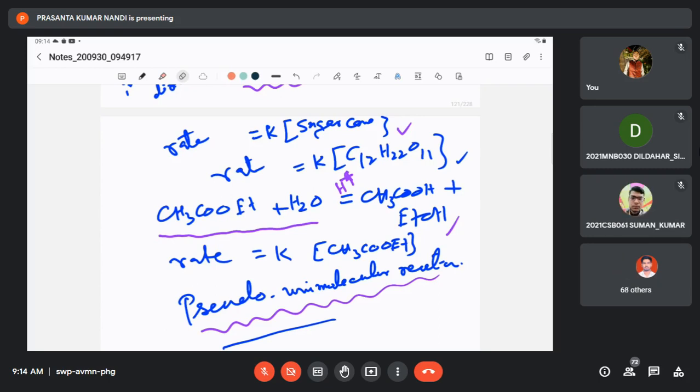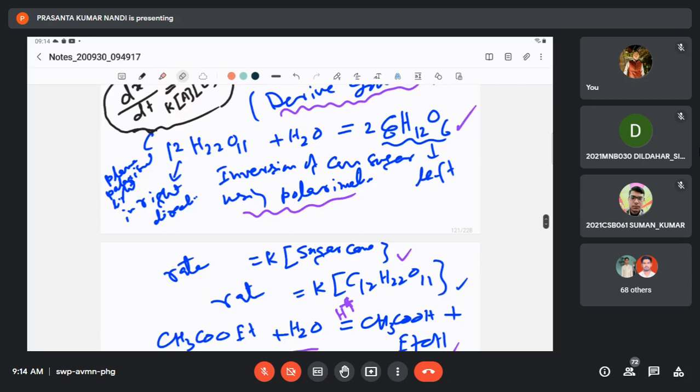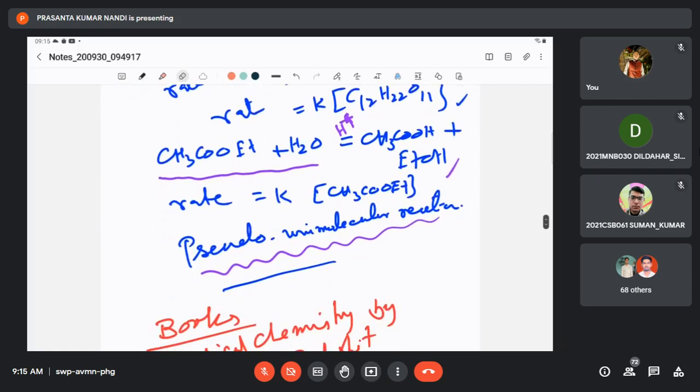This is interesting. Similar to this reaction also in the inversion of cane sugar, all those sugar molecules react with water molecules. Both are reactive species, but still water is absent in the differential rate equation. Now the question is why. That we'll discuss. But before that, you should know that this kind of reactions we call pseudo-unimolecular reaction. Right, as if a single molecule or reactant species is involved in this reaction.